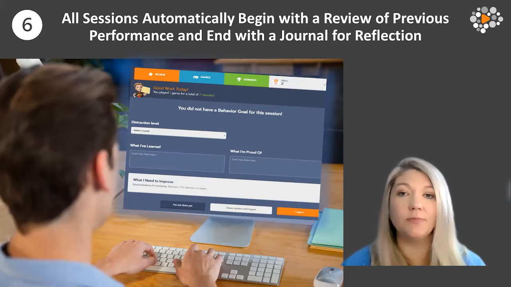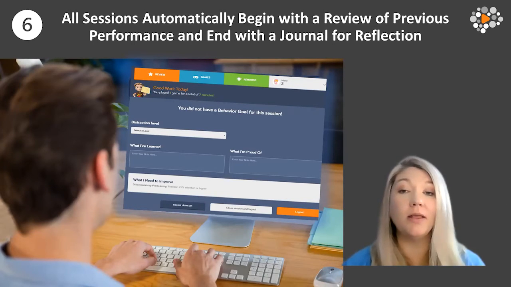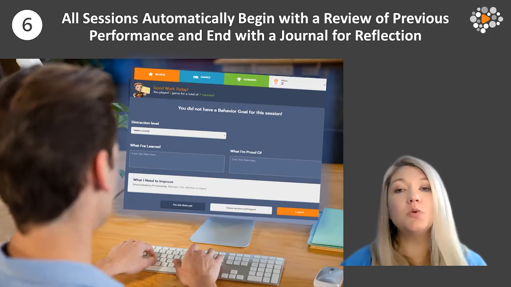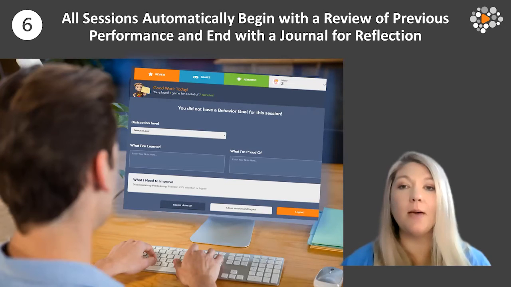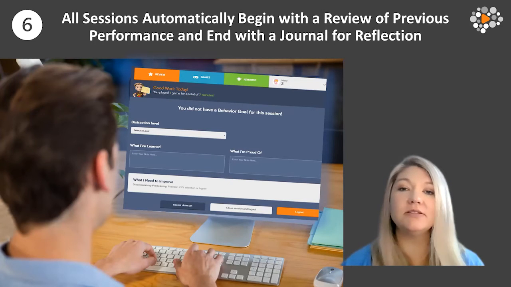This is really great because this helps them with that self-reflection. The journal entry asks them, what was the distraction level for the day? Was it low, medium, or high? And then it asks them, what have I learned? What's something that I've learned today? And what's something that I'm proud of? Because we want them to reflect, but we want that positive, right? So what is something that I'm proud of today? I got through all of my games. I tried a new game. What does that look like? And really helping them with that process.